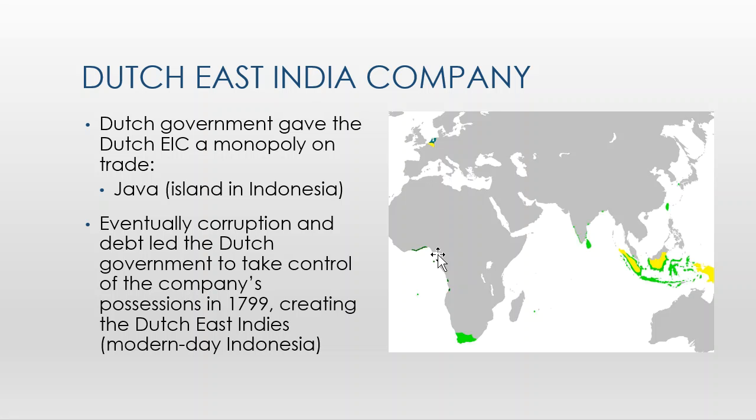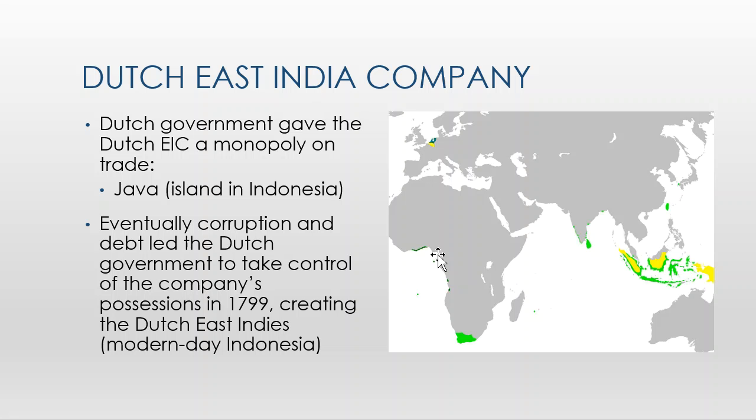And we have the Dutch East India Company. Here we have the Dutch government. It gives the Dutch East India Company a monopoly on trade. They say, okay, go ahead. You get South Africa, when they owned that for a little bit. The southern tip of South America, they even had control of that. And Java, which is a big island in Indonesia. So the Dutch government gave that as a monopoly trade to the Dutch East India Company.